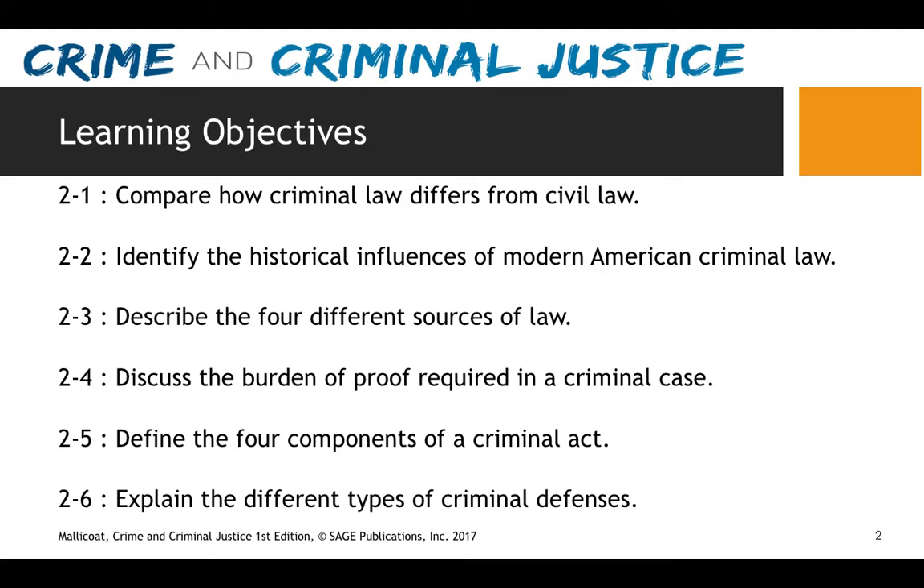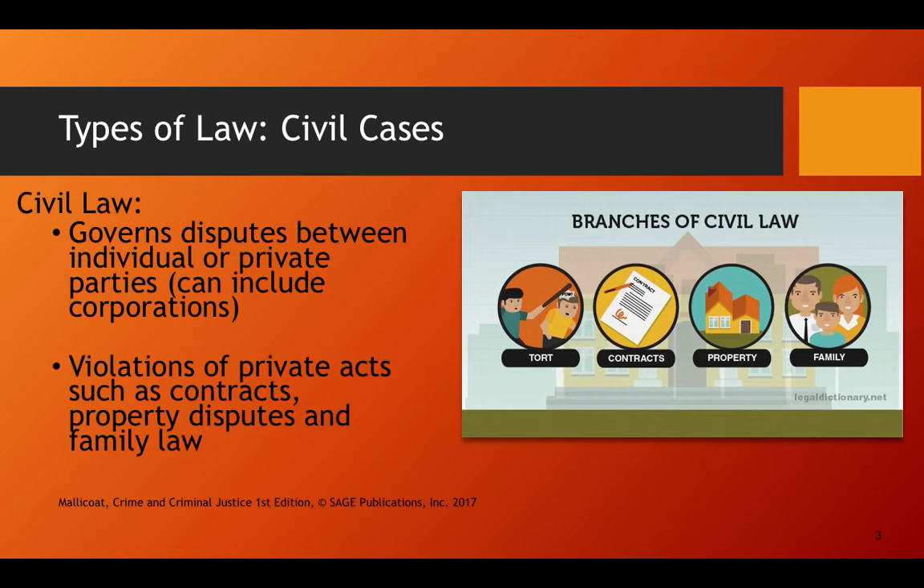So what you need to know, or as far as your objectives, is you need to know the differences between criminal law and civil law and how they work, the historical influences that influenced United States American law. You need to be able to tell apart the 4 different sources of law. You need to be able to discuss the burden of proof required for both a criminal and civil case, define the 4 components of a criminal act, and explain the different types of criminal defense. So let's go ahead and get started with civil cases.